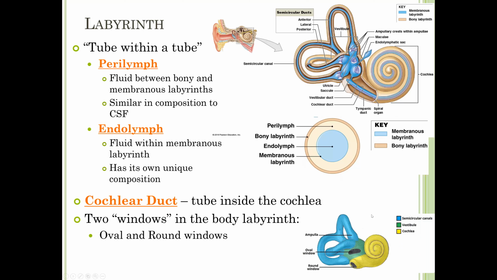There are also two windows in the bony labyrinth. So here's another picture of the bony labyrinth down here. And I like this picture too because it color codes the three main areas. So you can see the semicircular canals in blue, you can see the vestibule in green, and you can see the cochlea in yellow. And you can also see the oval window and the round window.